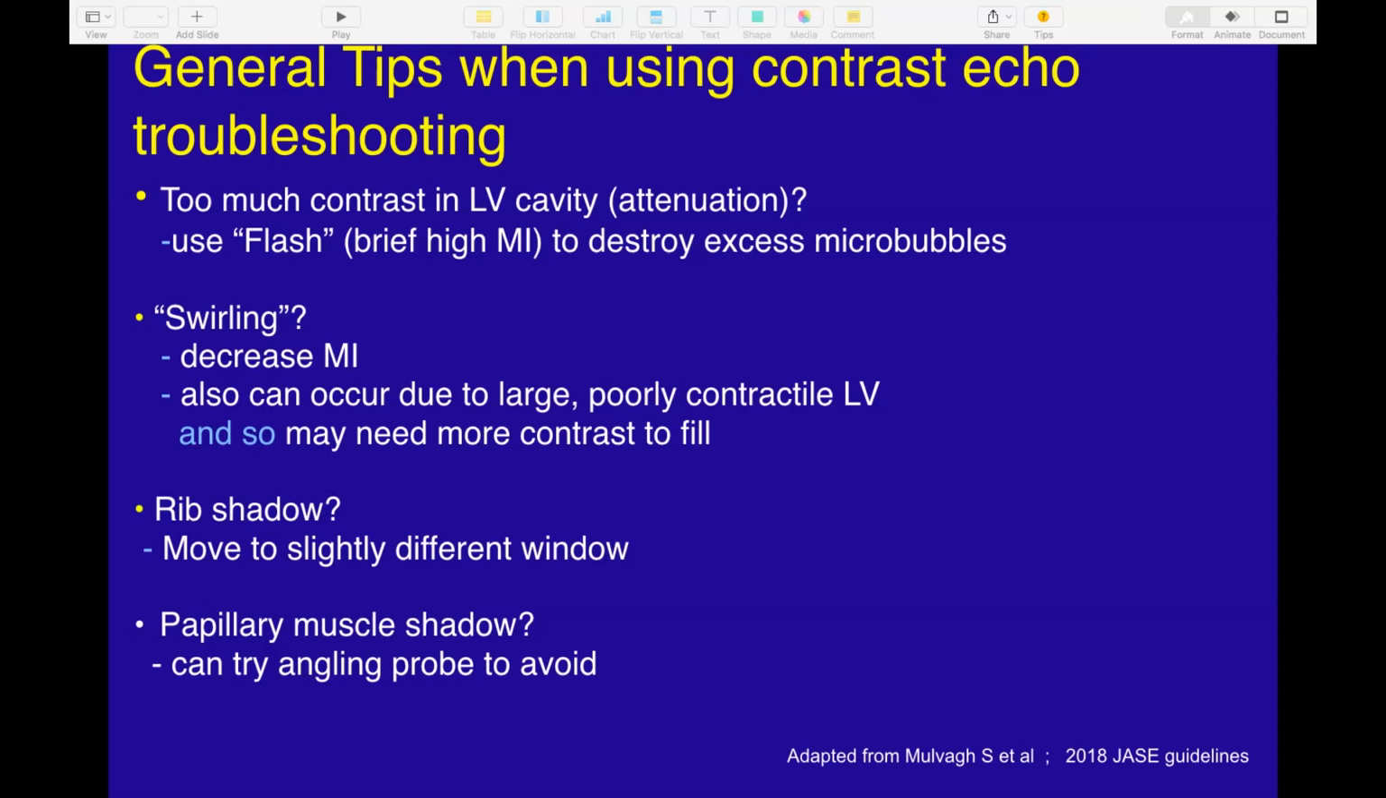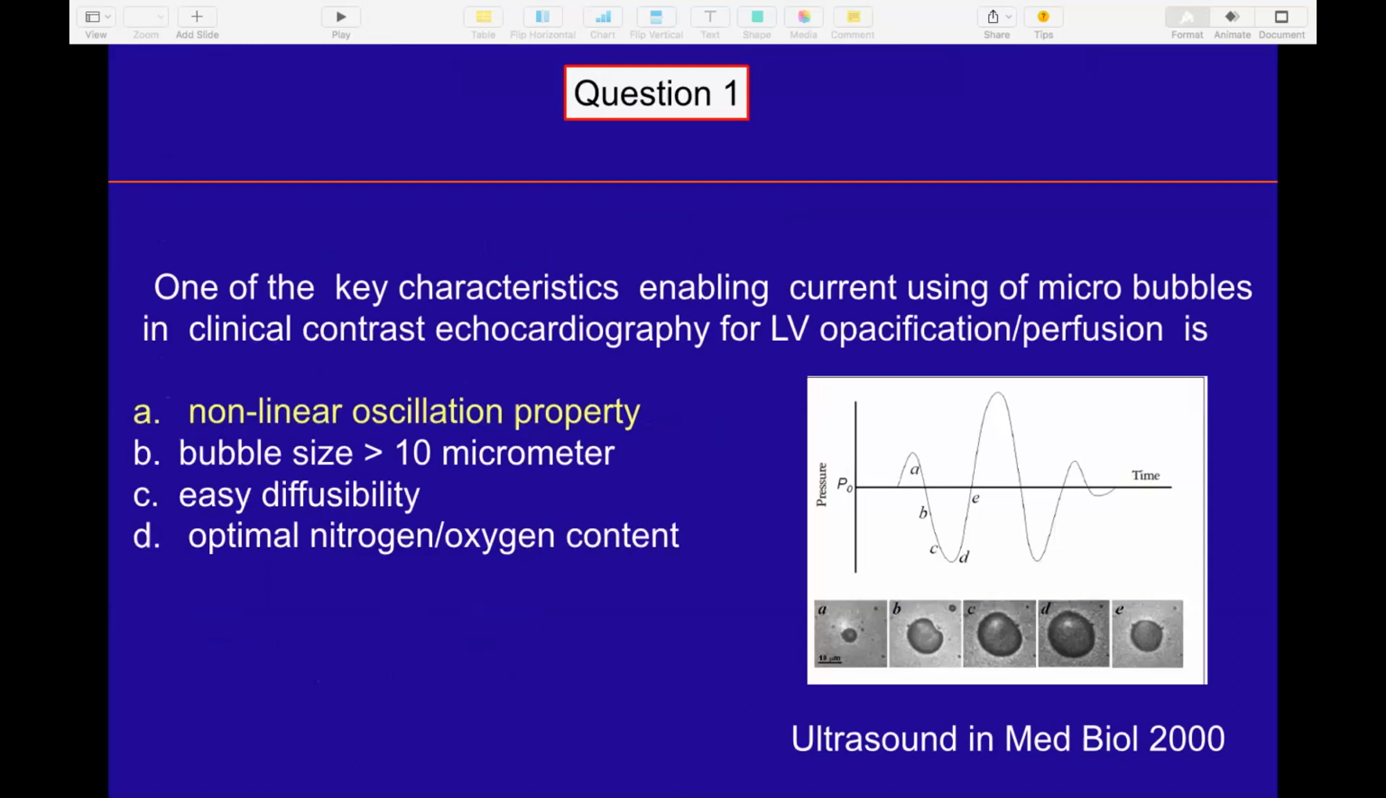You can also see that, as I showed you in an earlier case of LV dysfunction due to poor contractile LV due to stasis. So in some of these cases, if your mechanical index is already set right and your LV dysfunction is already present, you may need to give a little bit more contrast and allow the left ventricle to fill. These are practical points. If you have a rib shadow right in the center of your contrast imaging, you may need to move to a different intercostal space. And for papillary muscle shadows, which can sometimes confuse you when you draw your volumes, you would need to angulate your probe to avoid that papillary muscle coming in view.